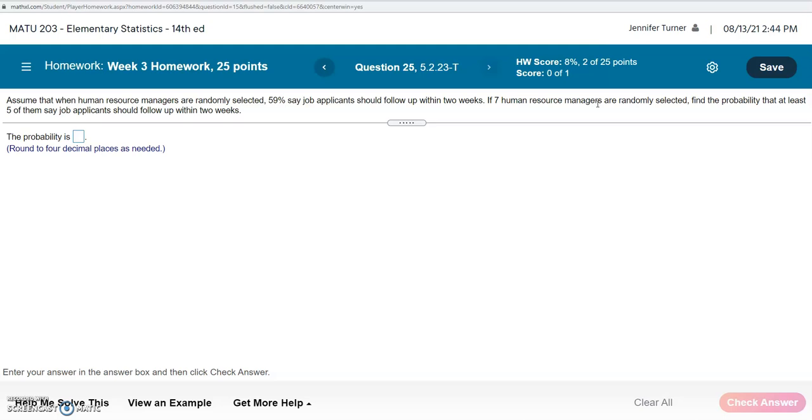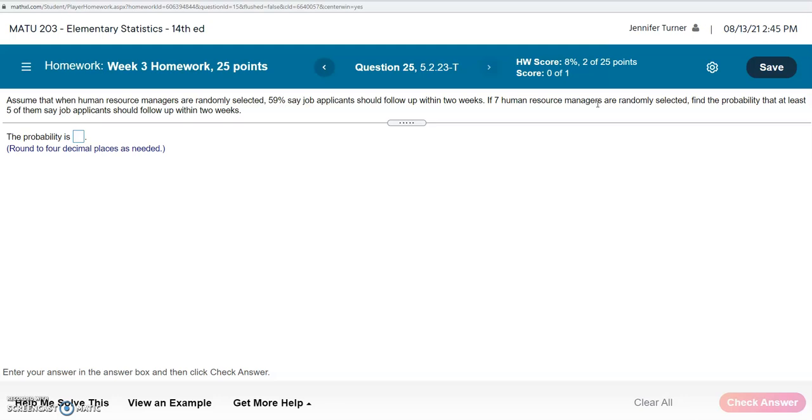The second criteria is that each of the trials, meaning each of the 7 human resource managers in this case, has only 2 options. We call it success and failure. In this case, they only had 2 options for how they were going to respond. They could either say yes, that they do think an applicant should follow up within 2 weeks. We'll call that a success. Or they could say no, they don't think that the applicant should follow up within 2 weeks, so we'll call that a failure. But in any case, there's only 2 options. And those 2 options cover the entirety of all the possibilities. It's either yes or it's no.